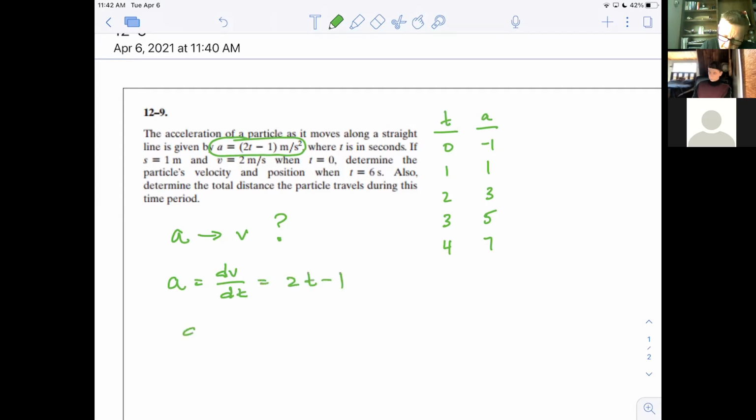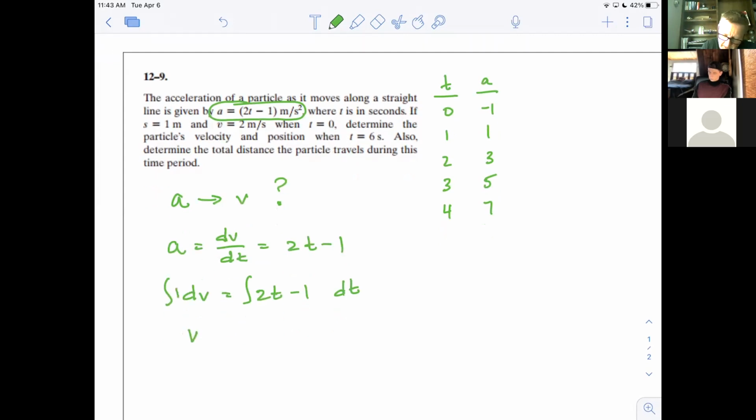And then if I multiply both sides by dt and then take the integral, because I don't really want dv's and dt's, I want v's and t's. Well, the integral of 1 with respect to v would be v. The integral of 2t would be t squared. The integral of 1 would be t. And then there's plus a constant here. Again, there's technically plus a constant on both sides.